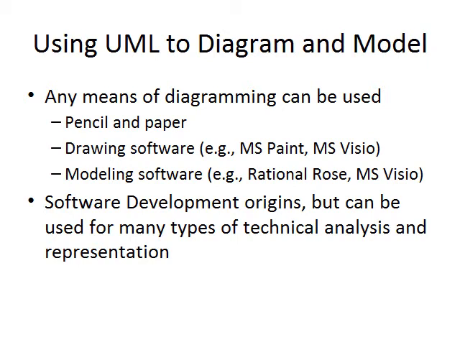To illustrate my point, any kind of tool can be used, including pencil and paper. So you could use pencil and paper, drawing software like Microsoft Paint or Microsoft Visio, which simply draws shapes, or you can use modeling software like Rational Rose, IBM's Rhapsody, or Microsoft Visio has a plugin that allows you to do modeling as well as just drawing. And I'll get into the differences between modeling and drawing in a few minutes.